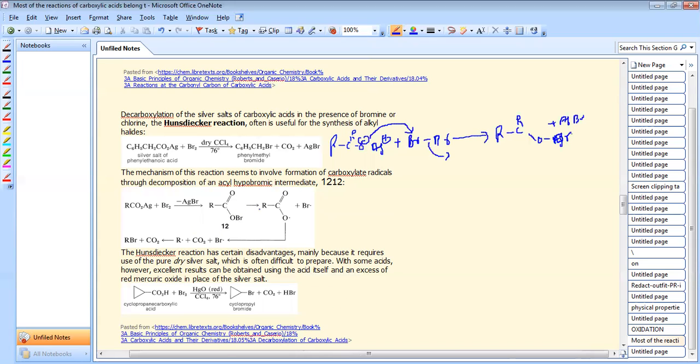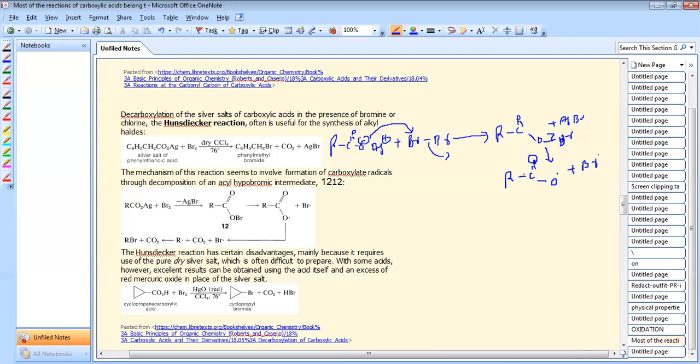Next, what happens immediately? Both oxygen and bromine are highly electronegative in nature, so they cannot exist together. They cannot bind through a covalent bond. So this bond immediately undergoes homolytic cleavage. Homolytic cleavage means equal sharing of the bond pair of electrons. That results in the formation of a free radical. So this is the bromine atom, a free radical.